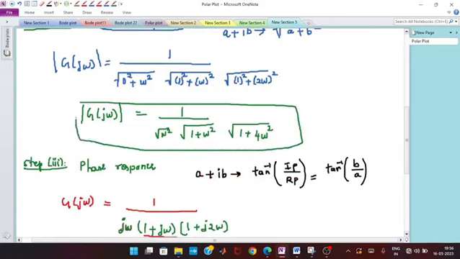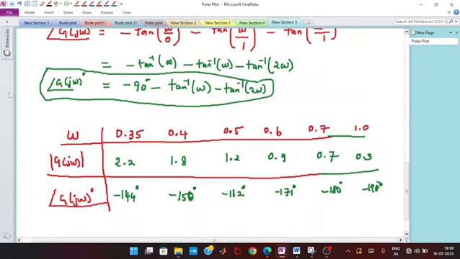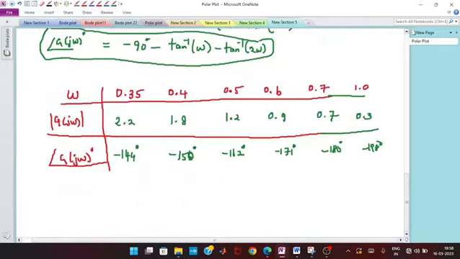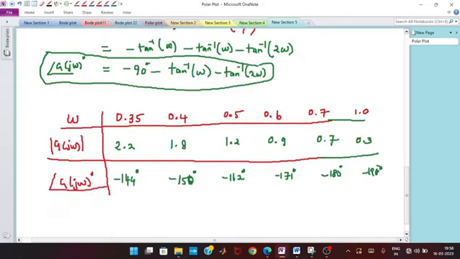So now our job is to use the various frequencies omega for finding both the magnitude response as well as the phase response. So that is what we are going to do in the next step. We apply various frequencies and try to find out the values.